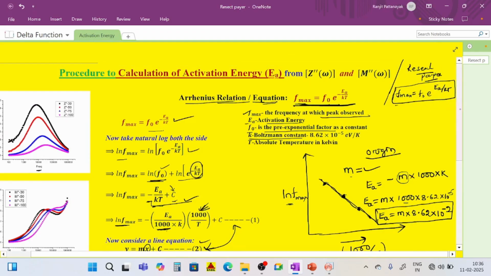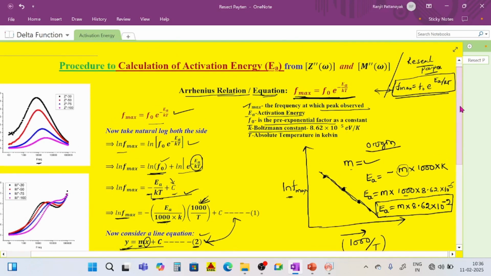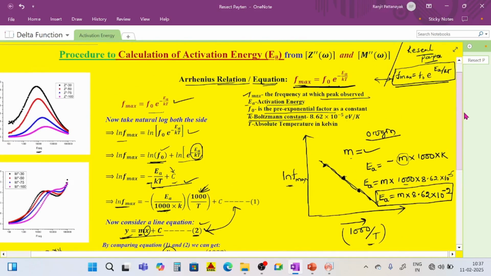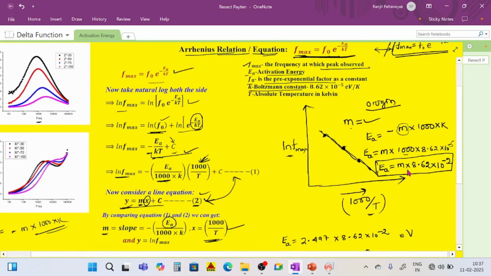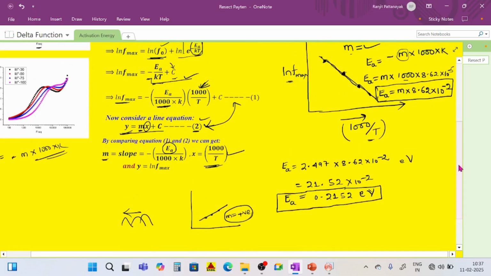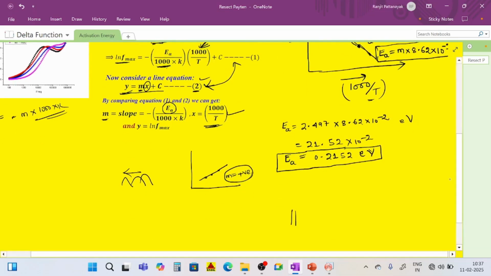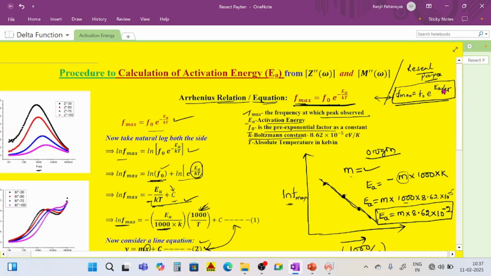So only for that reason, in some research papers you can find they also write in this format, plus Ea by kT. Now if I compare these two equations, e to the minus and e to the plus Ea by kT, there is nothing wrong with writing e to the plus Ea by kT when we try to find the activation energy. After calculation we may get the activation energy positive or negative, but we have to consider the modulus value.